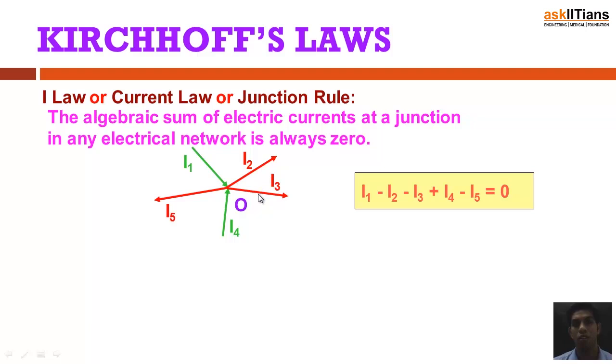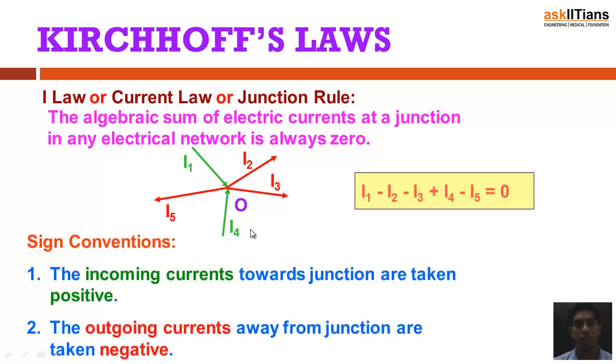According to the first law of Kirchhoff, the junction law, the sum of these currents needs to be 0 with due consideration of their sign, that is, whether they are going in or going out. According to the sign convention, we take the incoming currents to be positive and the outgoing currents to be negative.